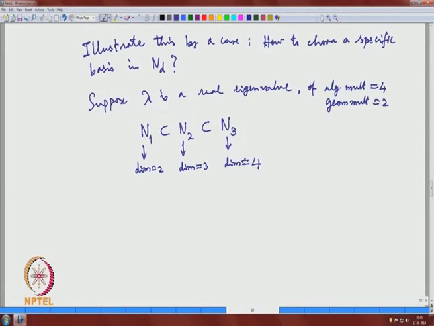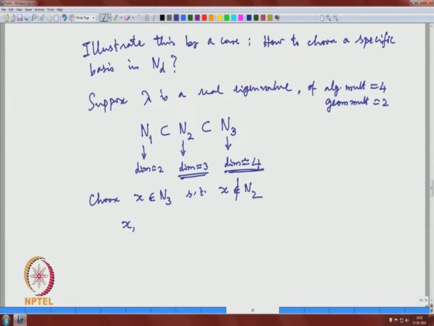Okay. So, choose x in N3 such that x is not in N2. This is possible because this dimension is 3 and this is dimension 4. So, there is at least one non-zero vector which is in N3 which is not in N2. That is fine. Okay.